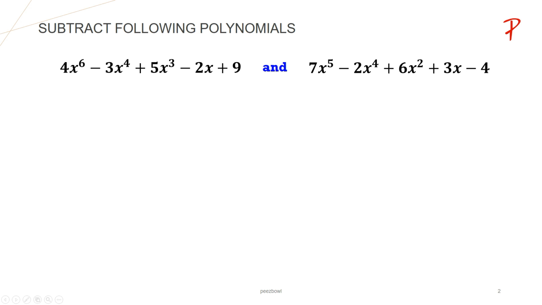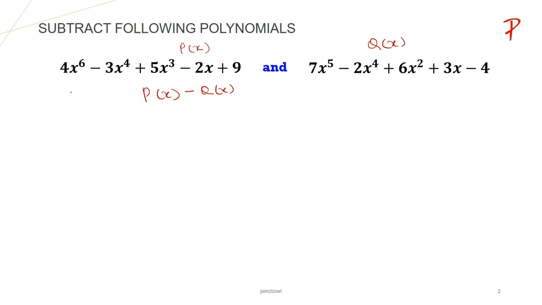Hi, in this example, let us subtract these two polynomials. So we have these two polynomials. Let us say the first polynomial is p(x) and the second polynomial is q(x). So we actually need to perform p(x) minus q(x).